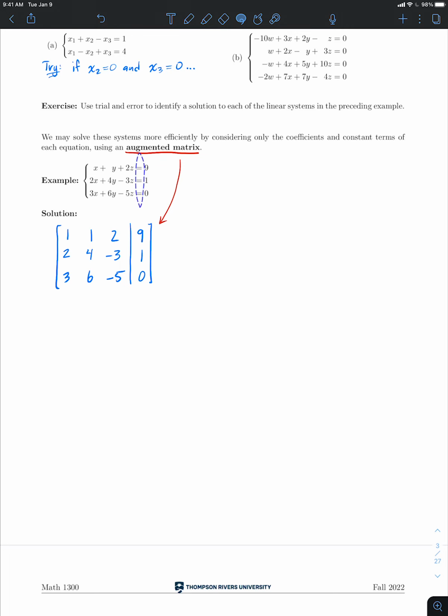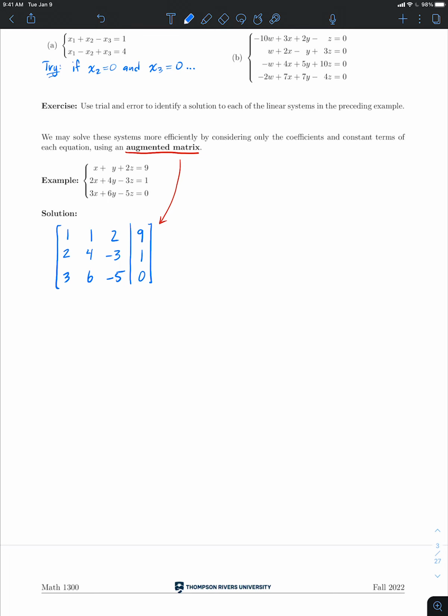It really just draws attention to the fact that this is the augmented matrix of a linear system, and these are the constant terms. And then right away, it allows me to say, okay, I can see that there are three equations because there are three horizontal rows, and there are three variables because there are three vertical columns. Okay, so that's an augmented matrix.